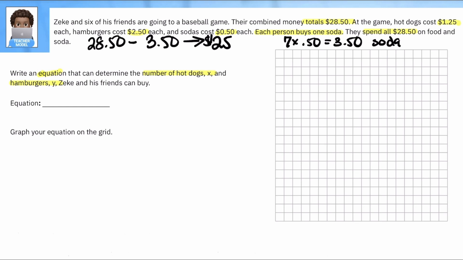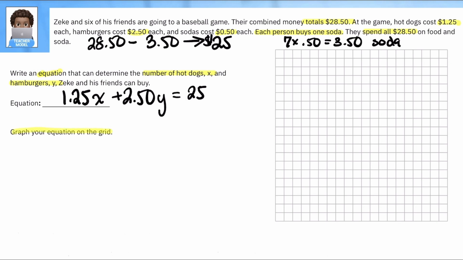We know that they're going to spend $1.25 on hot dogs, so $1.25x plus $2.50y equals $25 because they're going to spend every penny. This is not an inequality. They're going to spend all of it. Now, this is written in standard form, and that's okay. We're going to use that. We're not going to rewrite this into y-intercept form. You can, but it's not going to be necessary, and I'm going to show you why.